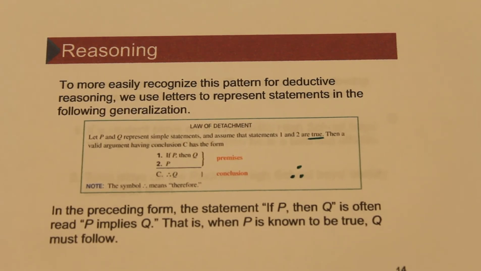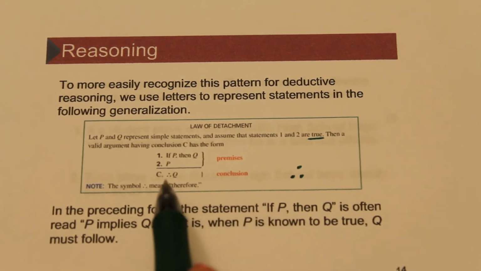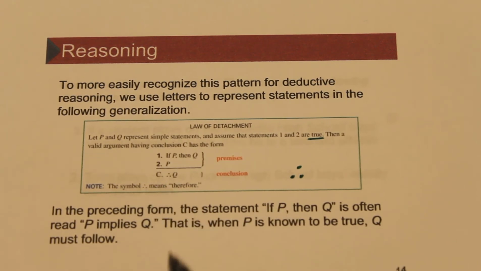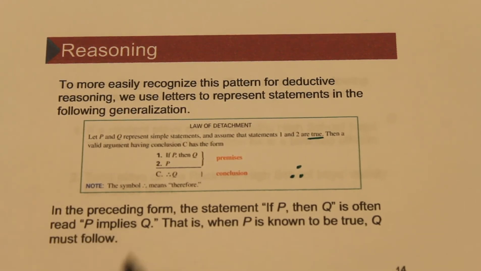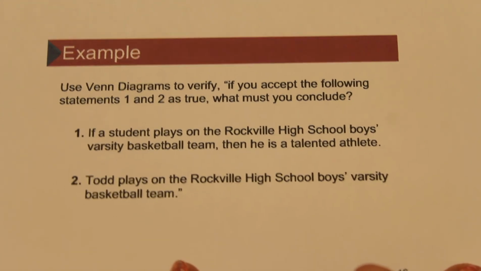If P, then Q is true. And if we've asserted that P is true, then we can conclude that Q is true. In other words, if P implies Q and P is true, we can know that Q must follow. Q must be true. So we're going to show an example of this and how you can prove this even using Venn diagrams.